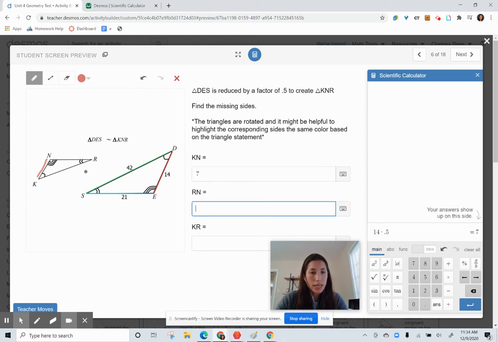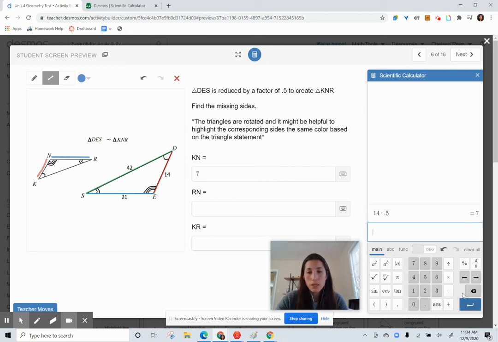For RN, here's RN. That's going to be our blue side matched up. It's between the angle with 1 mark or 2 marks and 3 marks. So it matches up with this blue side here. So then we're going to need to do 21 multiplied by 0.5. And that's going to be 10.5.